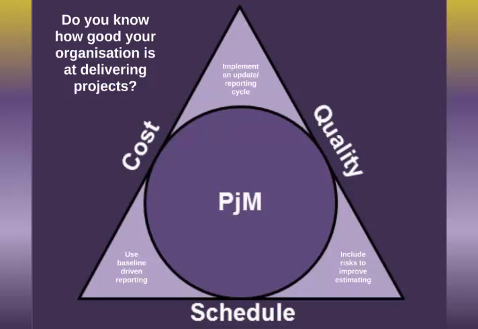Do you know how good your organisation is at delivering projects? You might have seen an image similar to this before. It illustrates the triple constraints of project management, which therefore comprise the obvious measures of project performance. But does your organisation have a mechanism to measure these, or any other parameters, in order to maintain an understanding of how well projects are being delivered?